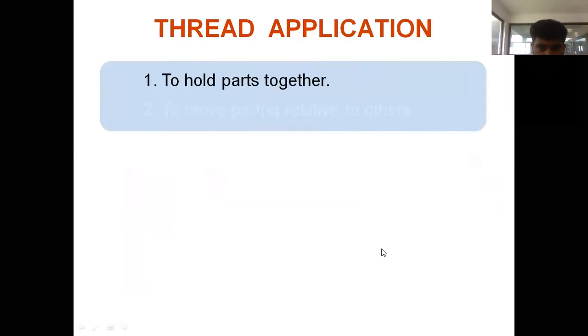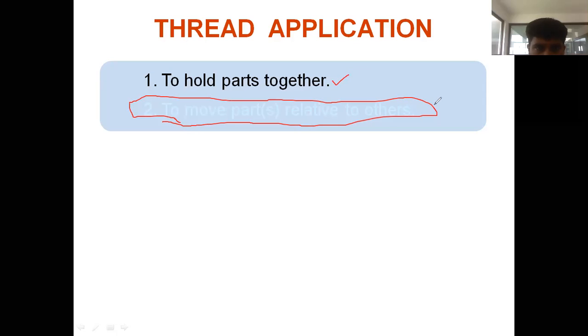What are the applications of threads? Okay, the very first application is to hold the parts together. Next one is to move the parts relative to the others. So these are the two applications: holding the parts together and moving the parts relative to the others.